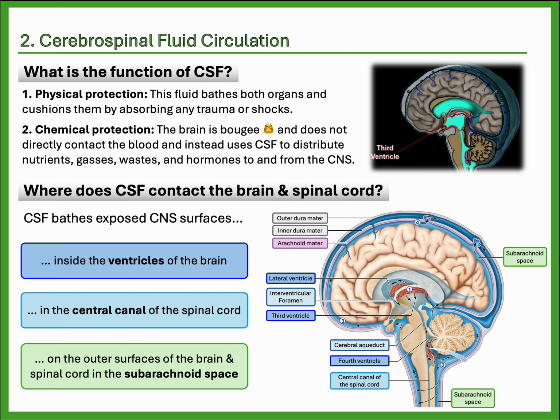But the main goal of the CSF, right, is chemical protection. So the brain is bougie, remember. It does not directly contact the blood, and instead it uses CSF to distribute nutrients, gases, wastes, and hormones to and from the CNS. So instead of using blood, the brain and spinal cord uses CSF to feed the inner parts of the brain and the outer parts, right? It uses this bougie filtered blood called CSF.